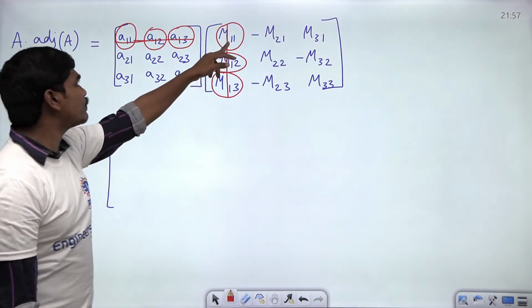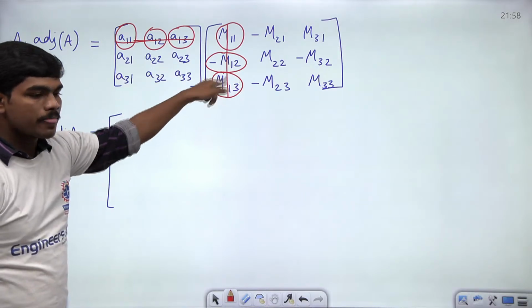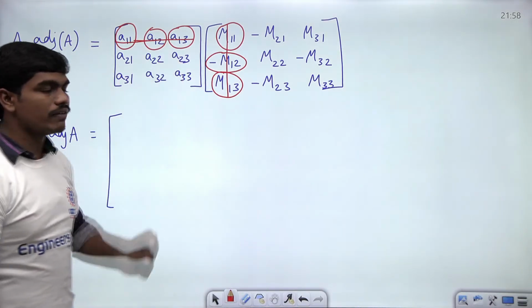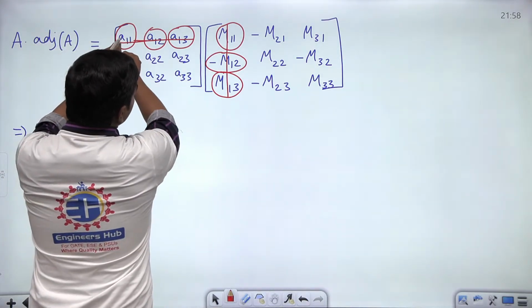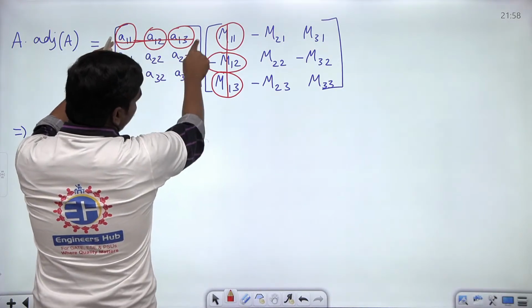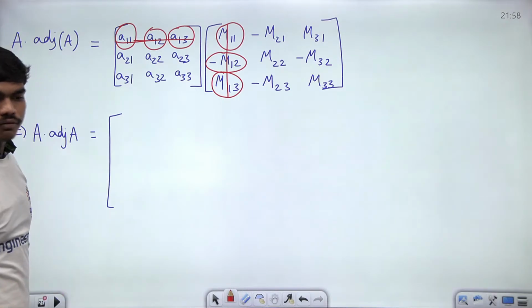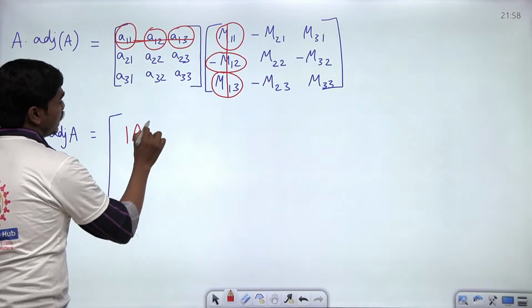See, you have M11 as the cofactor of A11, minus M12 is the cofactor of A12, and M13 is nothing but the cofactor of the small element A13. Now, can you answer me? The summation of the product of elements of a row of a matrix with its corresponding cofactors is nothing but the determinant of the matrix, correct? We have seen this definition. So this is det A.